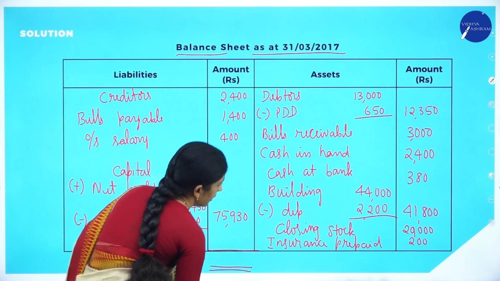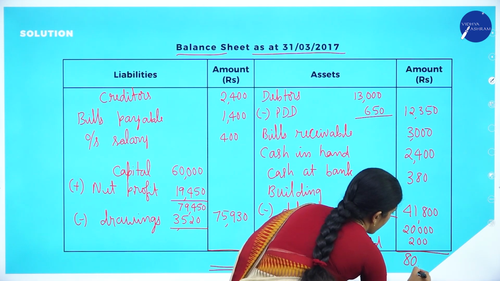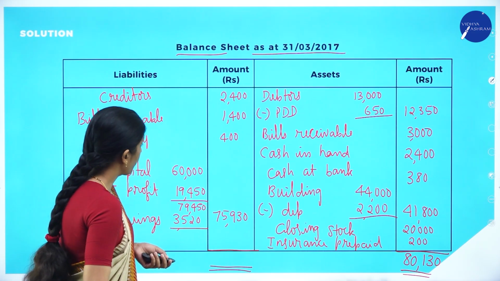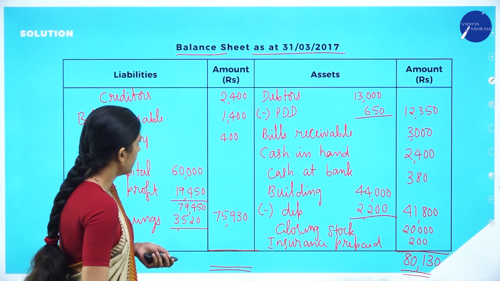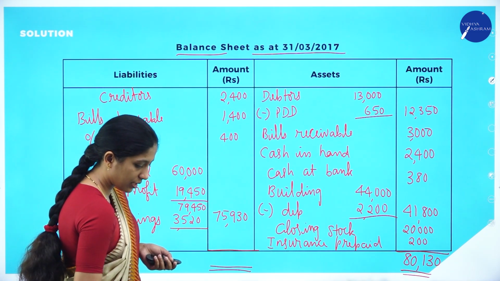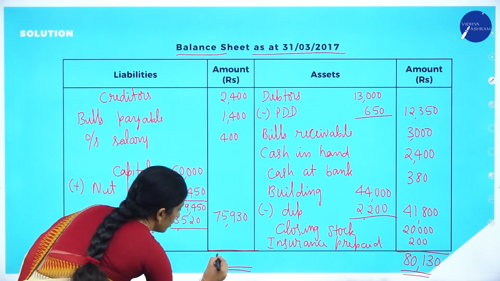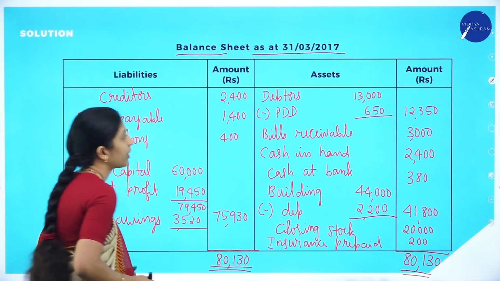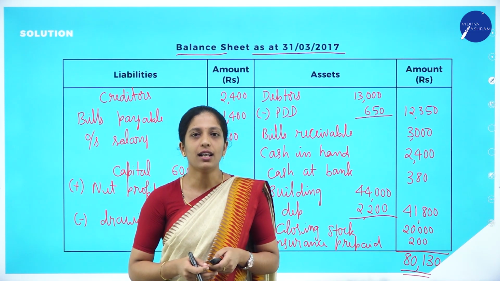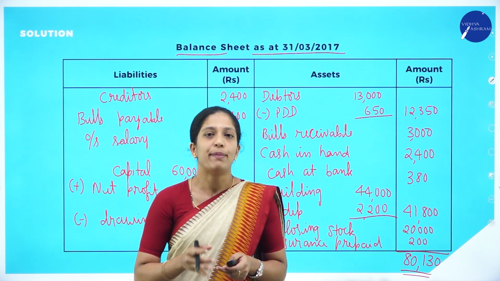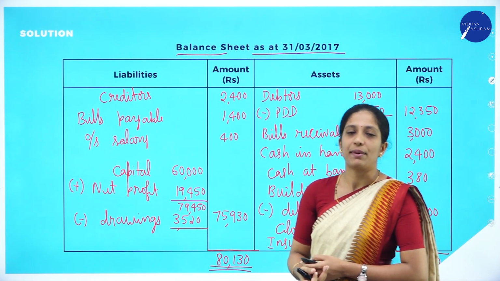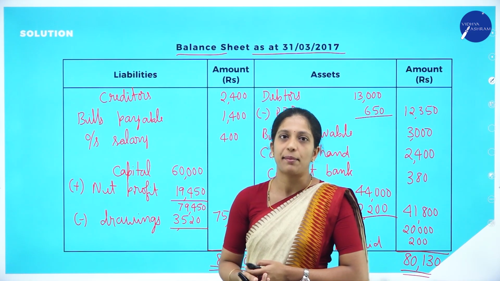Now we shall balance both the sides. So we'll get 80,130. If you see the liability side also it is the same. So 2,400 plus 1,400 plus 400 plus 75,930, so it is 80,130. So both your assets and liabilities are the same, which means that our answer is correct here. So this is how you are going to prepare your balance sheet. Hope you are clear about it. You have to add all the assets and add all the liabilities so that both the sides of assets and liabilities will be equal.